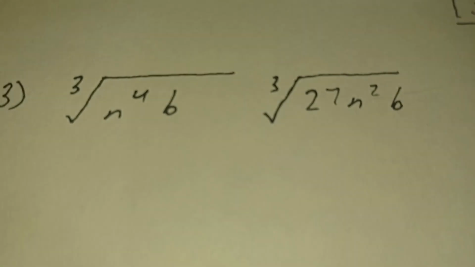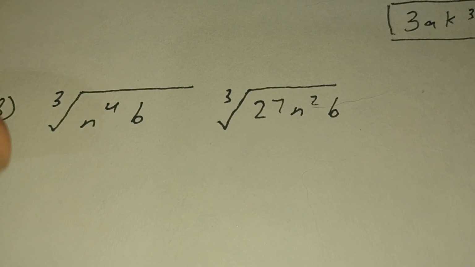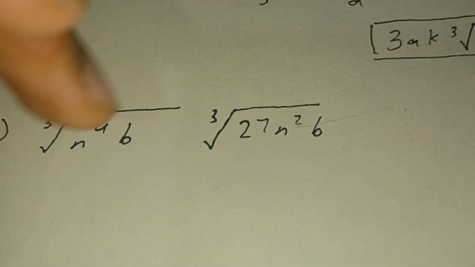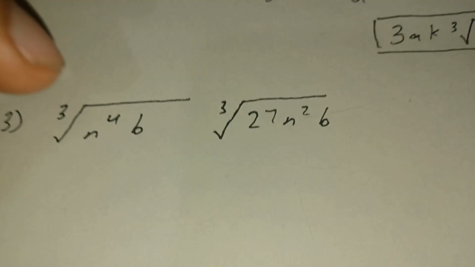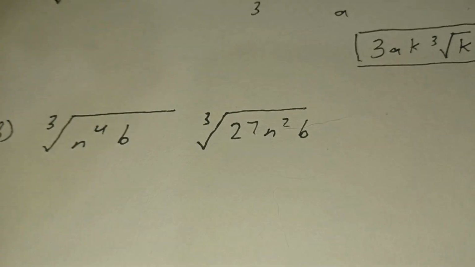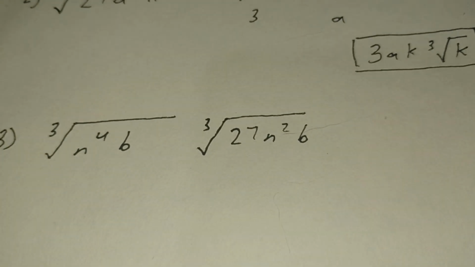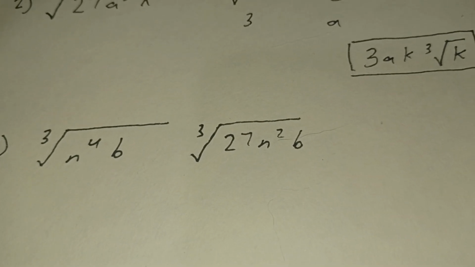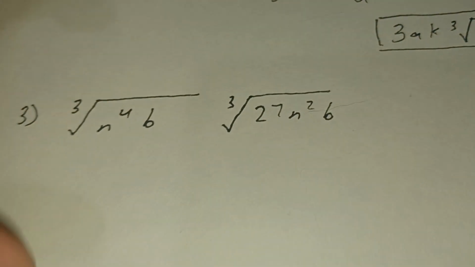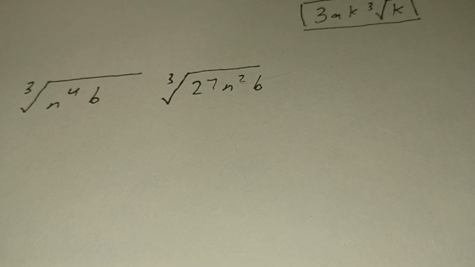Sorry about that. We have the cube root of n to the 4th power times b times the cube root of 27 n squared times b. We can rewrite it individually, or we can multiply it all together and then rewrite it individually, but I'm going to choose to multiply it all together and rewrite it individually, because that makes more sense to me. So let's go ahead and do that right now.